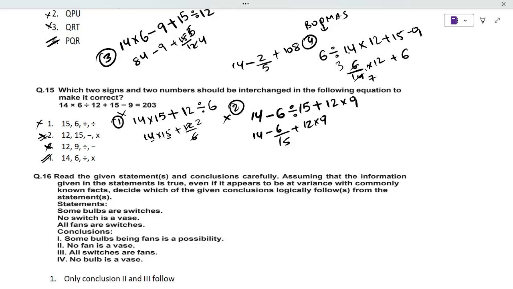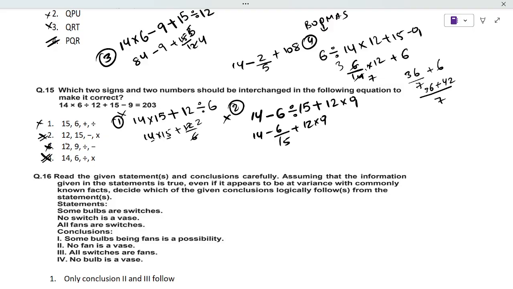6 divided by 14 into 12 plus 15 minus 9. Now here 2 3 times, 2 7 times, 3 12 times will give us 36 divided by 7 plus 6. If we divide it, 7, 36 is here, plus 42. No. So this is also wrong. So let's check again, cross check.